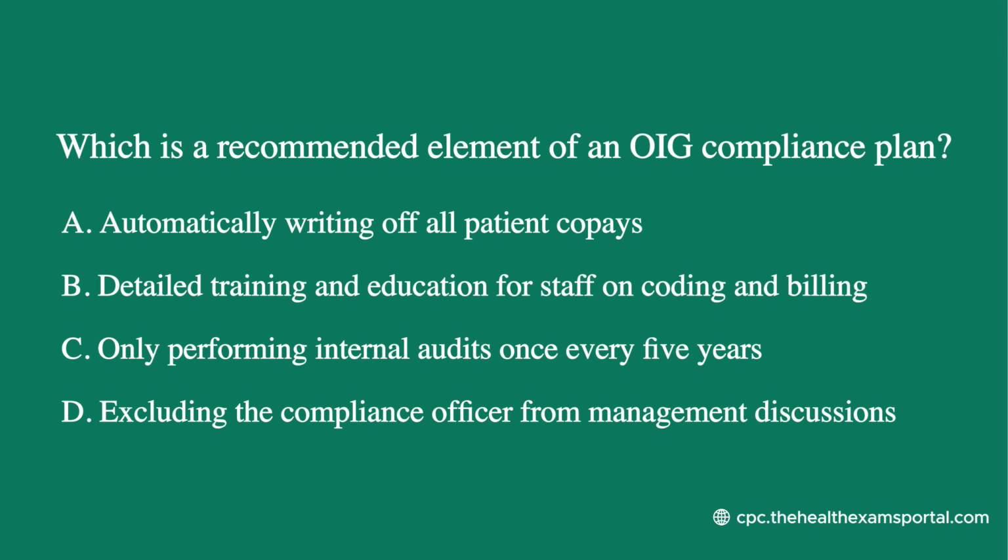Question 6, which is a recommended element of an OIG compliance plan? Your options are A. Automatically writing off all patient copays. B. Detailed training and education for staff on coding and billing. C. Only performing internal audits once every 5 years. D. Excluding the compliance officer from management discussions.